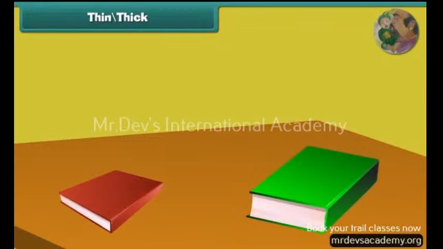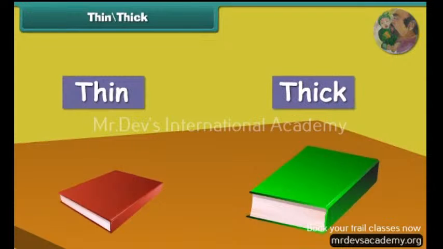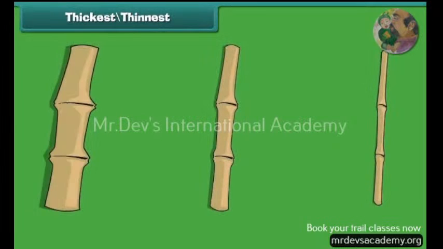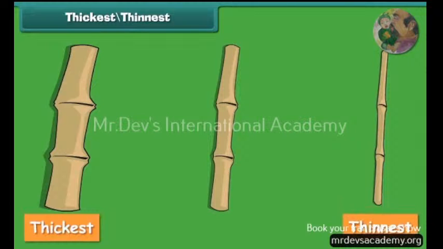Some objects are thin and some are thick. The picture on left is thin. The picture on right is thick. To compare the thickness of more than 3 objects, we use the words thickest and thinnest. The first stick is thickest. The third stick is thinnest.